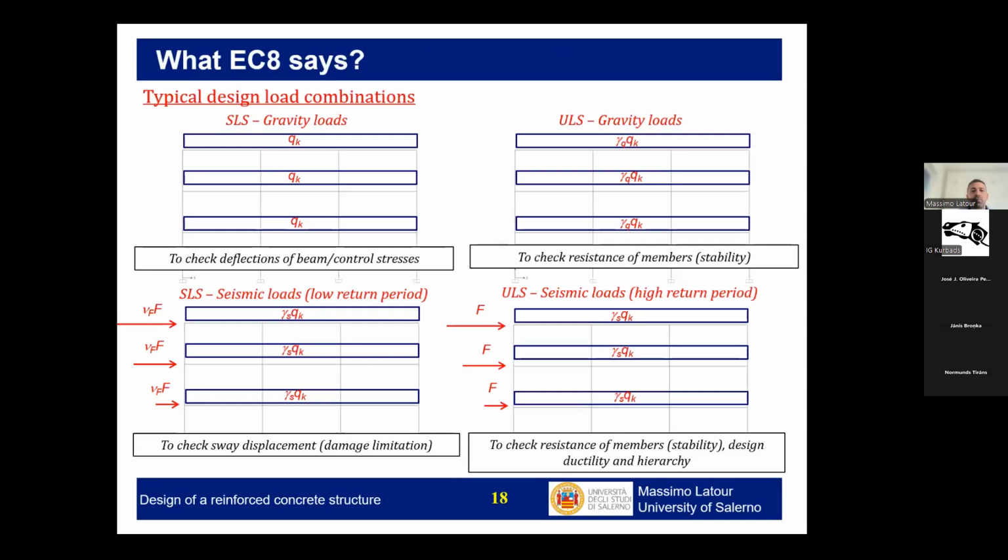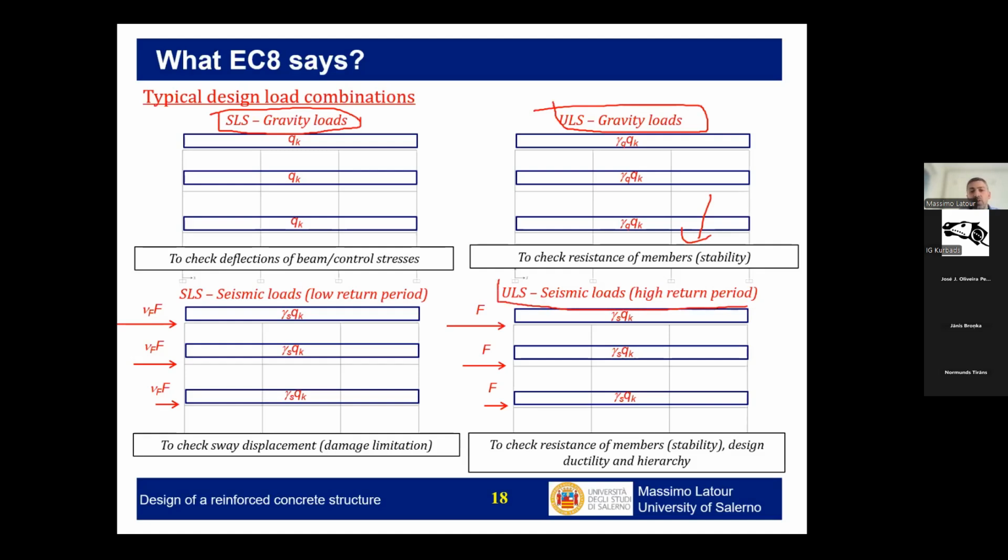What are the typical combinations that I have to consider for a building in seismic area? Of course, I have the typical service loading condition and ultimate limit state loading condition for gravity loads, to check deflection, vertical deflection, control the stresses if I have some stress limitation check or cracking, or the resistance of members and the stability if I'm in the ultimate limit state. But I will have for sure to consider other, so the exceptional action, the accidental action like the seismic event.